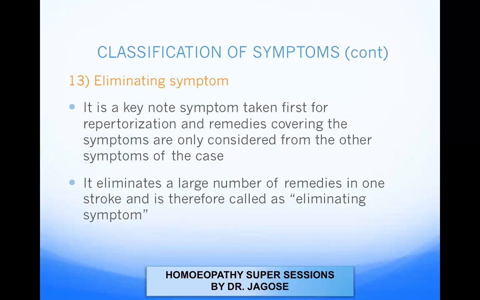Now, the eliminating symptom. It is a keynote symptom taken first for repertorization, and only the remedies covering that symptom are considered along with the other symptoms of the case. It eliminates a large number of remedies in one stroke, therefore it is known as an eliminating symptom. If in a totality the patient is chilly, then once you have repertorized the case, you will automatically eliminate all the hot remedies and only take the chilly remedies into consideration.